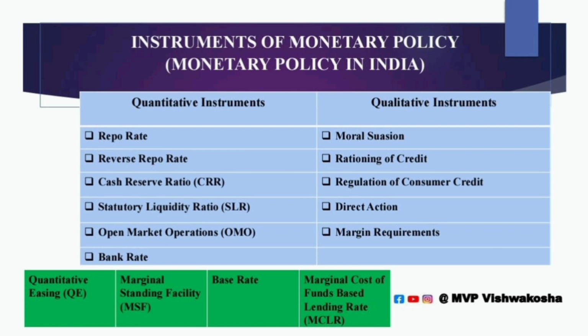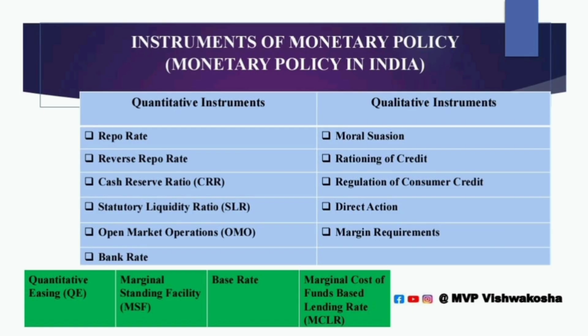Next, coming to qualitative instruments, which are actually targeted monetary control. They target or influence selective sectors and industries. The first one is moral suasion. That means an informal influence by central banks on commercial banks, with no legal enforcement, based on persuasion, and it encourages banks to follow policy guidelines. Okay, this is about moral suasion.